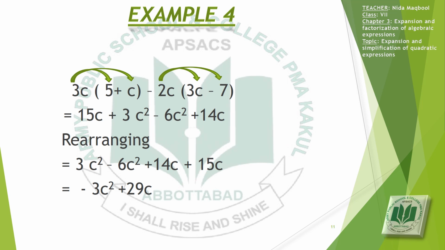Now we have to rearrange and combine like terms. So the like terms are 3c squared and minus 6c squared. Similarly, 15c has a like term 14c. So 3c squared minus 6c squared would give us a difference of minus 3c squared. And 14c when added with 15c would give us a sum of 29c.